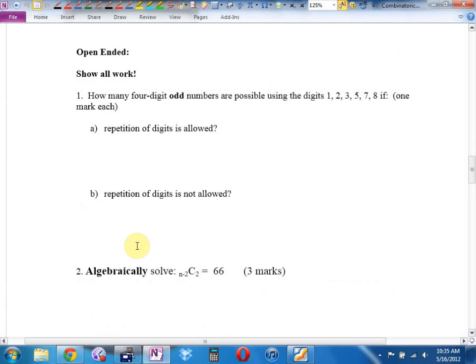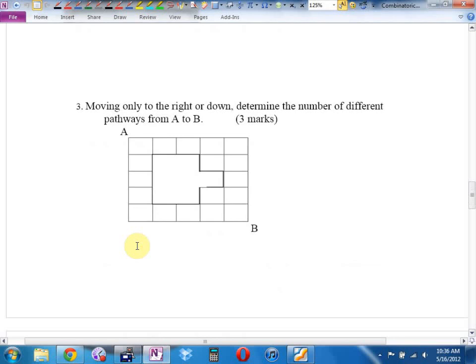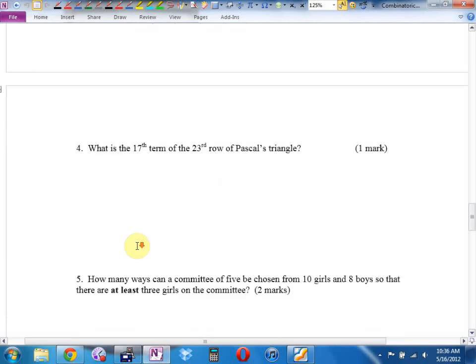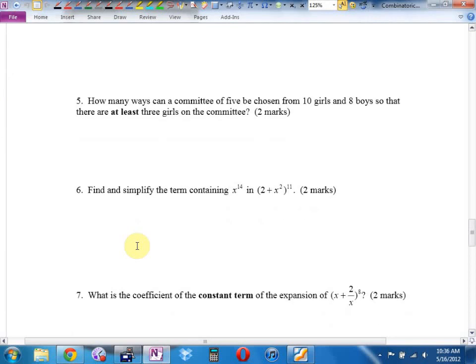On the written section, number 1, a standard fundamental counting principle question. Number 2, I told you I was going to give you on your test some kind of algebraic solve question, so here's an example of that. Number 3, here's a pathway problem. This one here is irregular. You'll have to use Pascal's triangle as your method of approach. Number 4, what's the 17th term of the 23rd row of Pascal's triangle? Number 5, here's a committee question. 10 girls, 8 boys. We're choosing a committee of 5 with at least 3 girls on the committee.